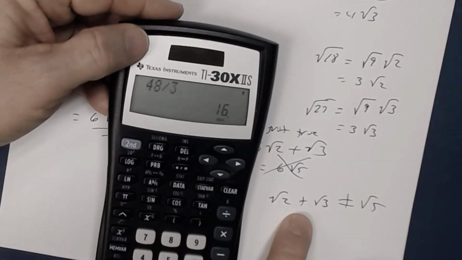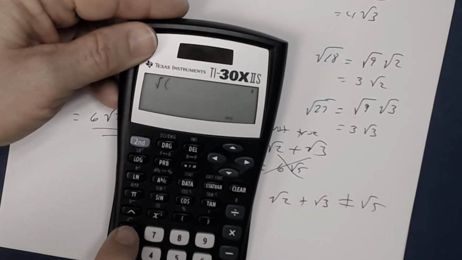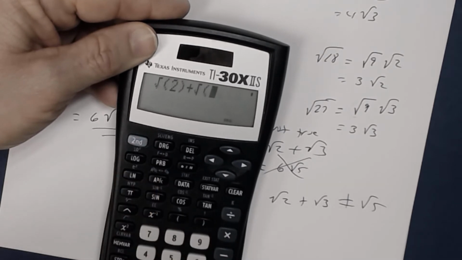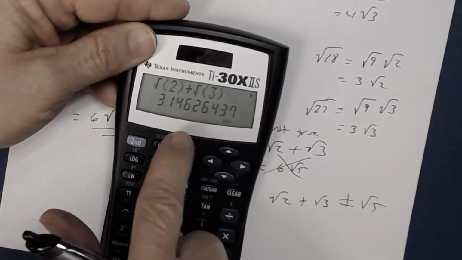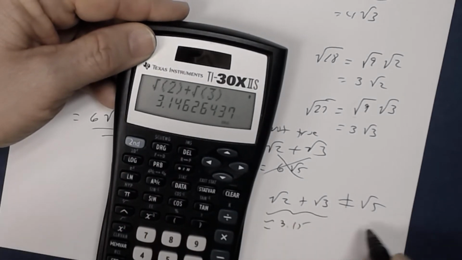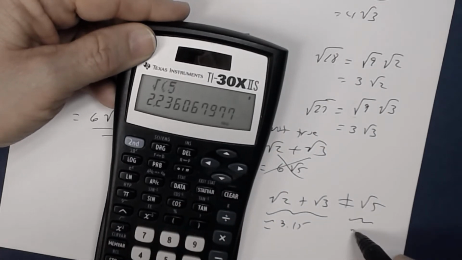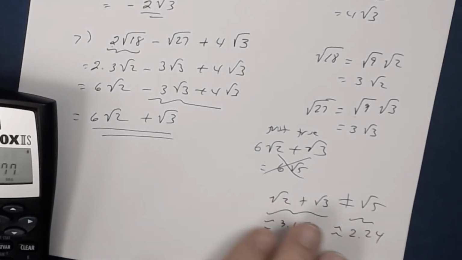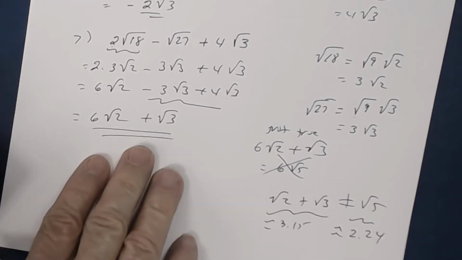Look, try this. The square root of 2, plus the square root of 3, and that equals about 3.15, right? The square root of 5 is about 2.24. So you see, that's not a true statement, so don't make that mistake, okay? You're done. This is your answer. Leave it like that. Okay, you are done.